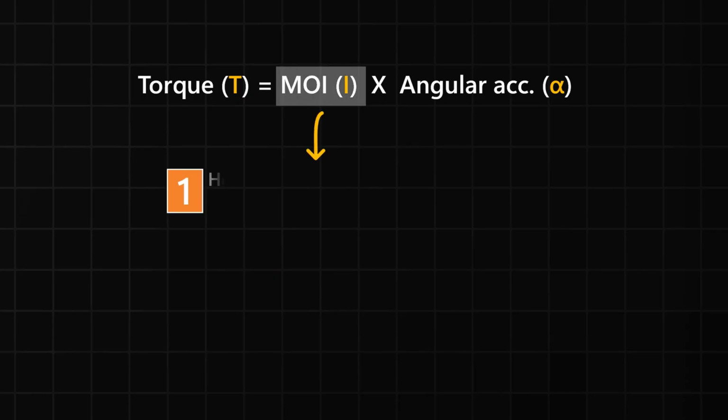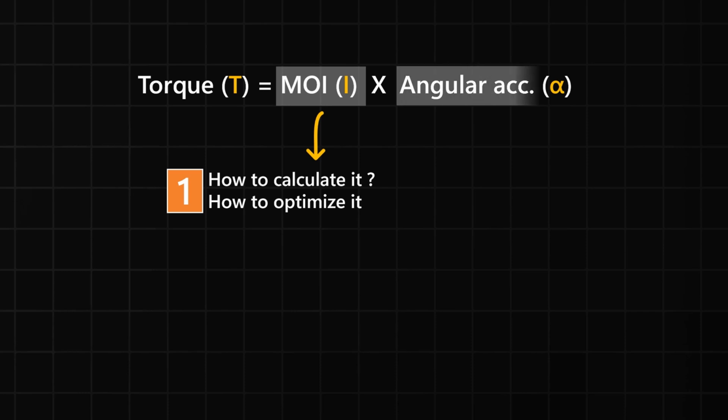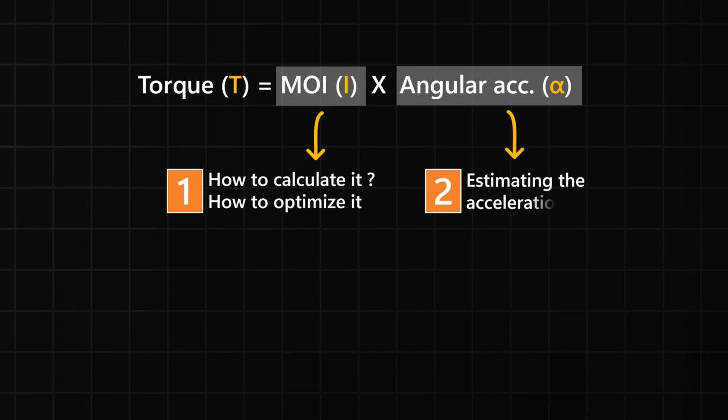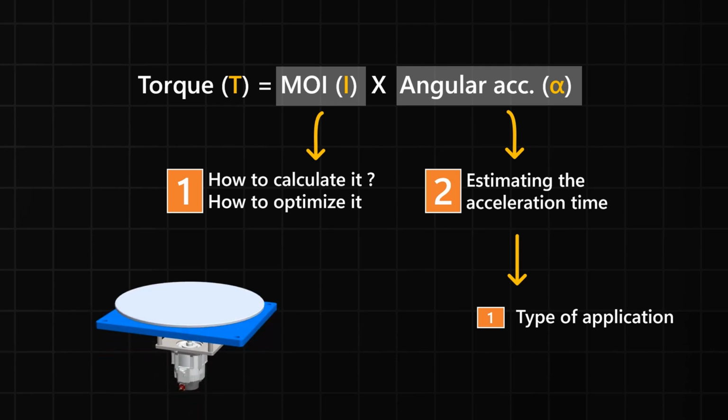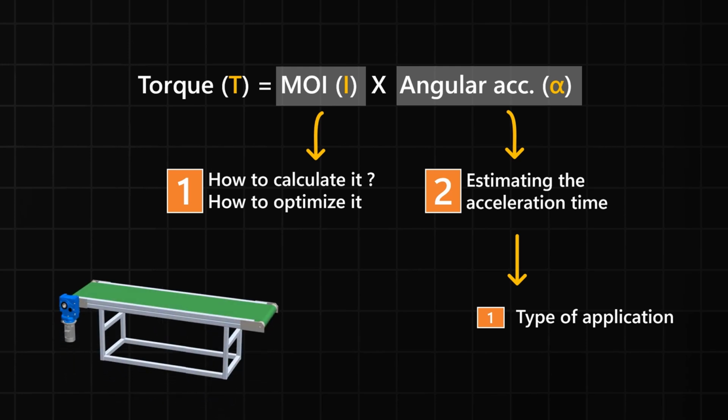So to choose the right motor for any rotary application like an indexing table or conveyor, we need to master two things. One is what moment of inertia actually means, how to calculate it and how to optimize it for a rotary mechanism. And the second is how to estimate the acceleration time for a particular rotary mechanism, which again depends on two things. One is the application itself. For example, in an application like an indexing table, quick start and stop are critical. But for conveyors, blowers, fans, acceleration can be slower.